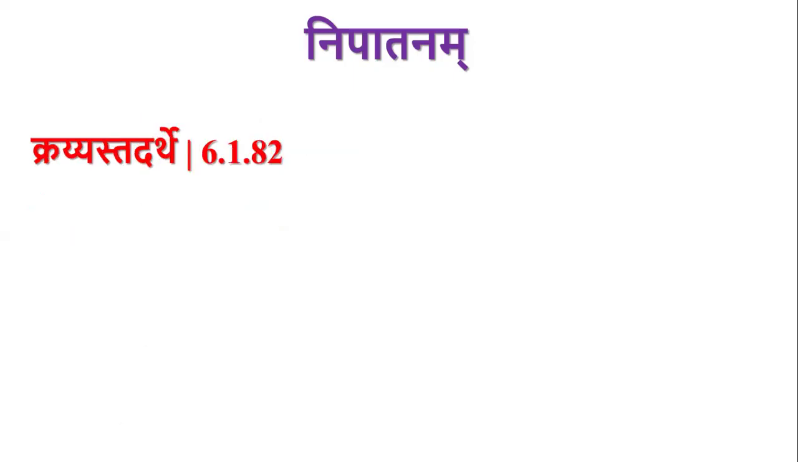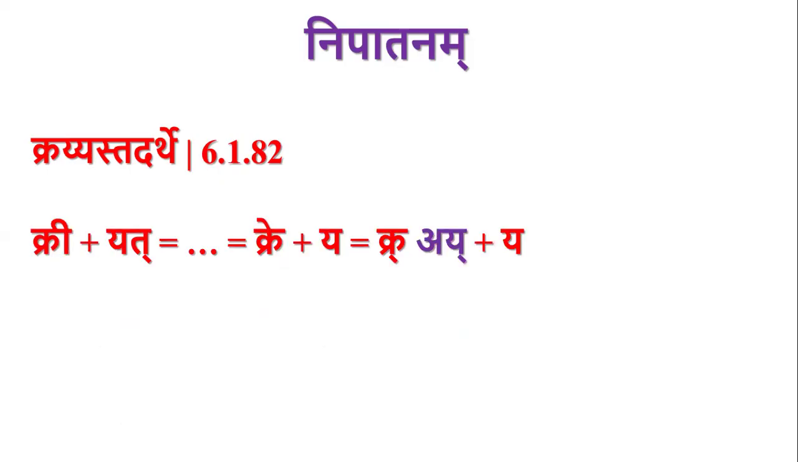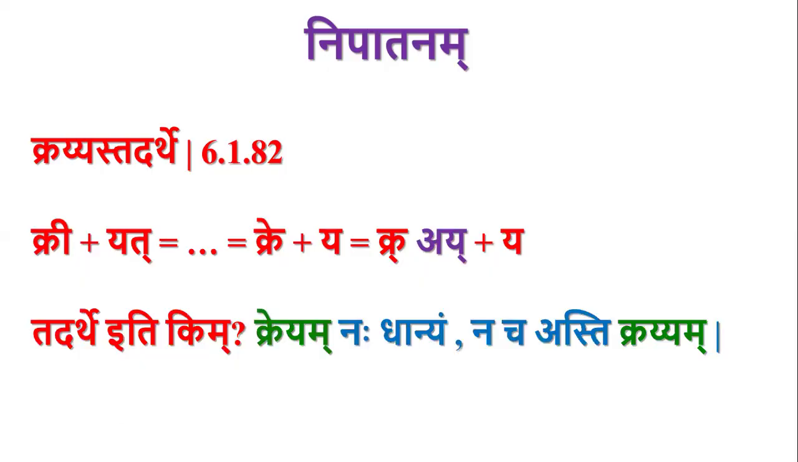Krayas tadarthe is the next sutra. Krayah tadarthe. It is derived from the kri dhatu. Here also ayadesha is nipatyate. Tadarthe iti kim? Kreyam na dhanyam, na cha hasti krayam. Kraya means upalabdham, available for purchasing. In that sense, krayam is used. Kraya means we have to purchase or buy. In that sense, kraya is used. So krayam naha dhanyam: we have to purchase the dhanya.